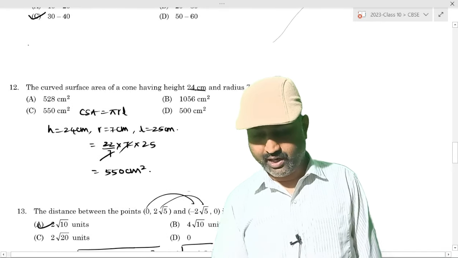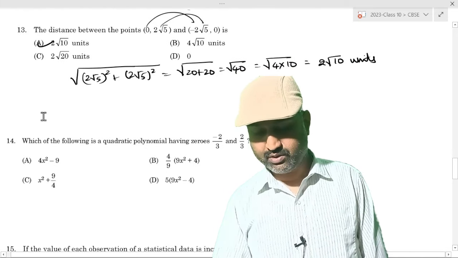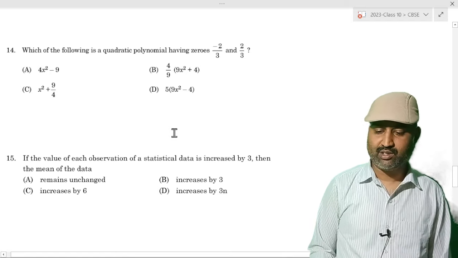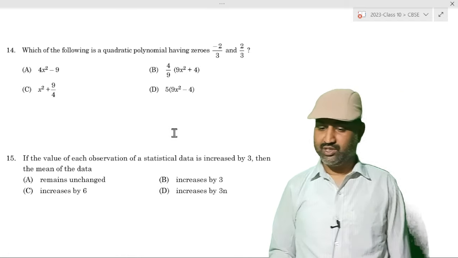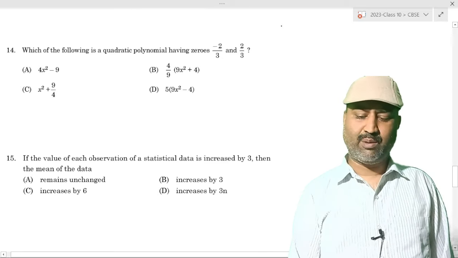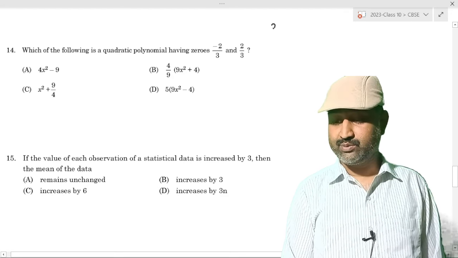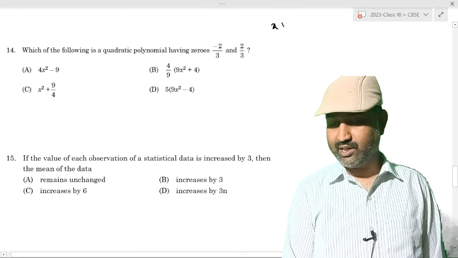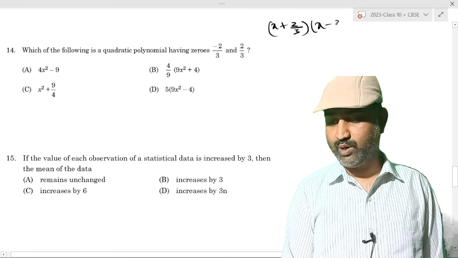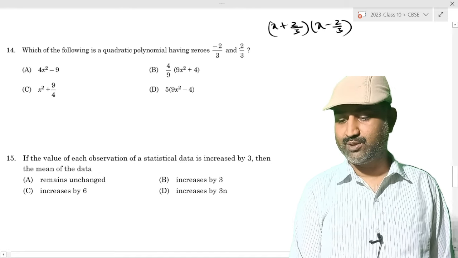Here the answer is option C. Which of the following quadratic polynomials has zeros minus 2 by 3 and 2 by 3? Again, a very simple question, but sometimes students get confused about where the answer is. Observe it very carefully. Minus 2 by 3, plus 2 by 3: x minus 2 by 3 and x plus 2 by 3, right? Minus becomes plus, plus becomes minus.